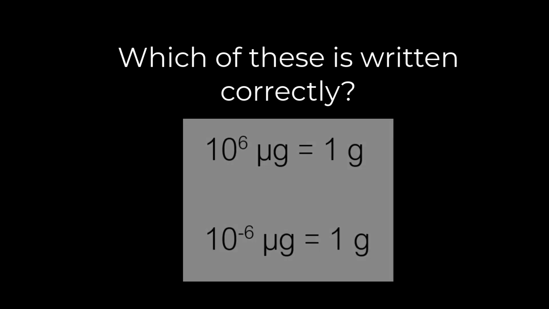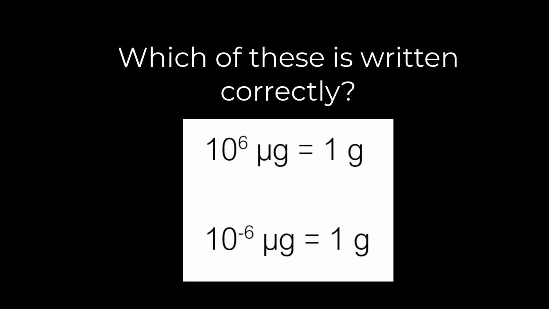For students that are unfamiliar with conversions, a common mistake is to write out the conversion incorrectly. So let's use an example to illustrate this. We know that micro means 10 to the minus 6. So which of these conversions is the correctly written conversion? You might be tempted to say the bottom one, because micro is 10 to the minus 6. But it is not the bottom one. It is the top one. The top one is the correct conversion.